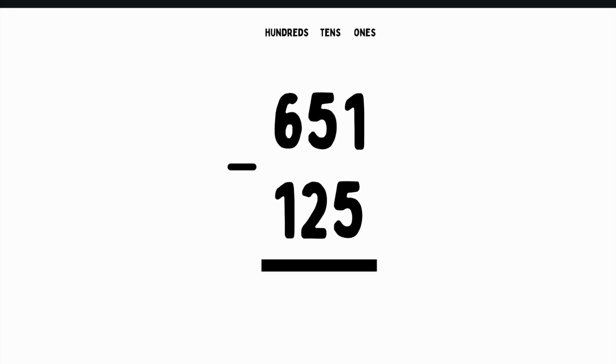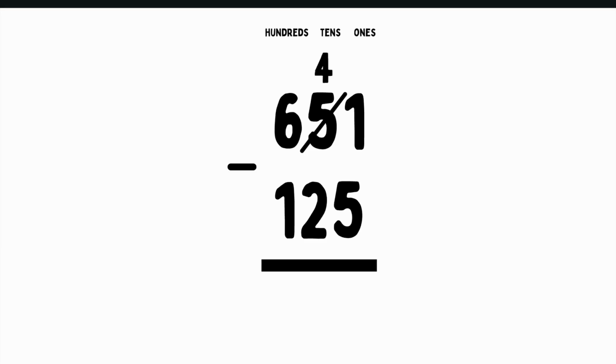We have the number 651 minus 125. We need to start by subtracting the ones. We notice that 1 is less than 5. We don't have enough ones to subtract. We will take a look at the tens place. In the tens place we have a 5. That means 50. We will take one of the tens and regroup it into ones.